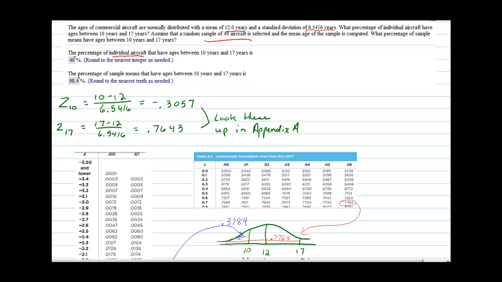So we need to find standard scores for an age of 10 because we were looking for ages between 10 and 17 years. The z-score for 10 would be 10 minus 12, which is the mean, divided by the standard deviation 6.5416. This comes out to negative 0.3057, but when we look it up in the table, we're going to round this to negative 0.31 because the table only does 2 decimal places. The z-score for 17 is 17 minus 12 divided by 6.5416, which gives us 0.7643, and again we'll round that to 0.76 because the table is only 2 decimal places.